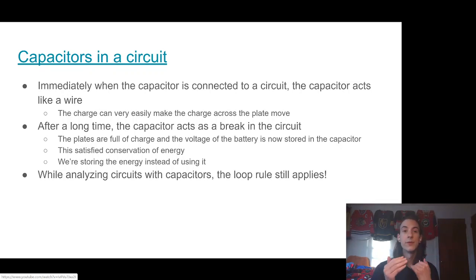So we've reached the maximum amount of charge that we're going to get. So we've satisfied conservation of energy. We're storing it, and nothing else is going to move because we've reached this maximum energy state for our circuit. So after a long time, the capacitor acts like a break in the circuit. And then just a little thing, if we are analyzing circuits with capacitors, the loop rule still applies.